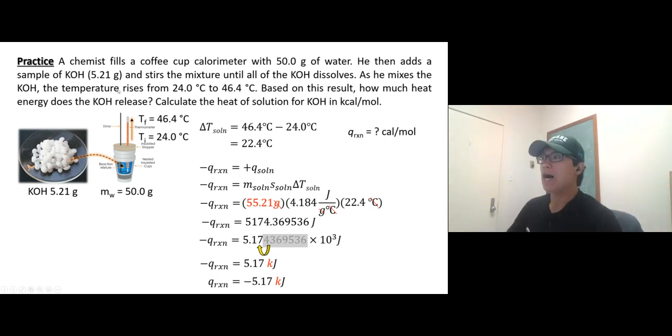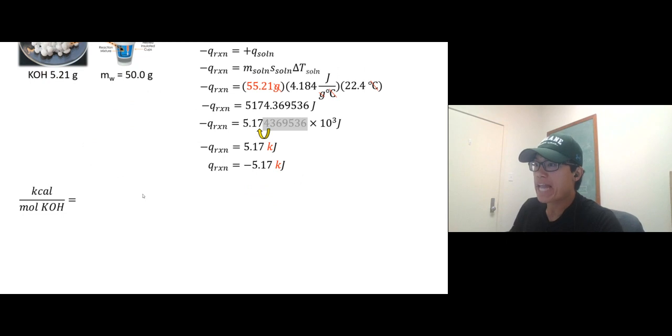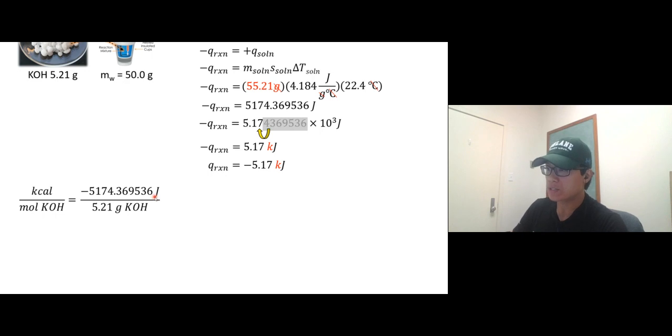Now the second one, the enthalpy of this solution. All right, now we're going to find the enthalpy in kcal per mole of potassium hydroxide. This number is the energy released per 5.21 grams of potassium hydroxide. We want to find it per mole in kcal. So I'm going to put it right here: the energy released per 5.21 grams of potassium hydroxide. You have to convert grams to moles and joules to kcal, basically.